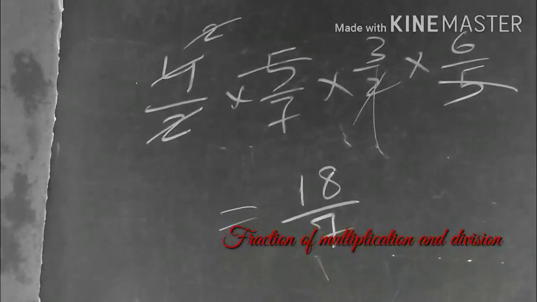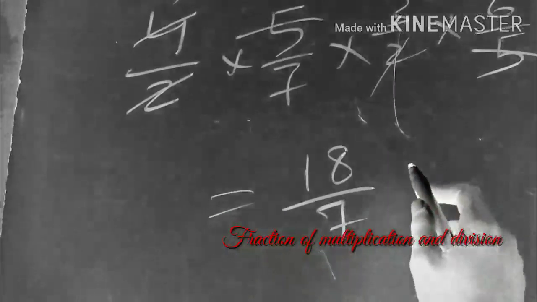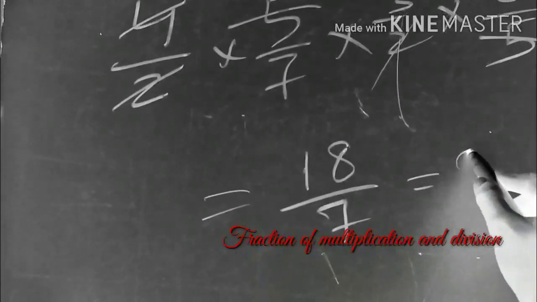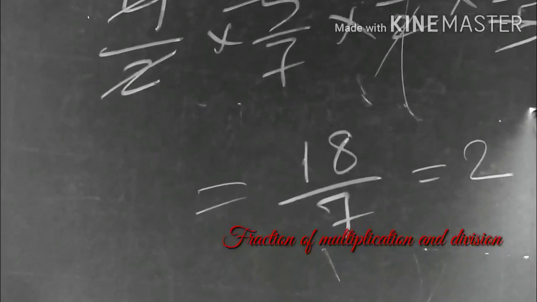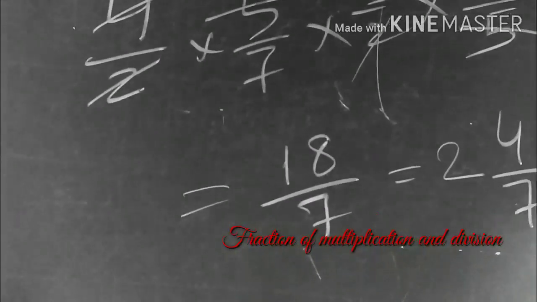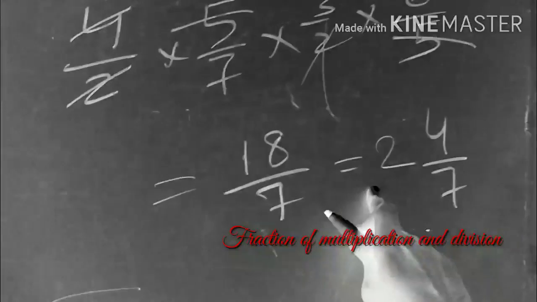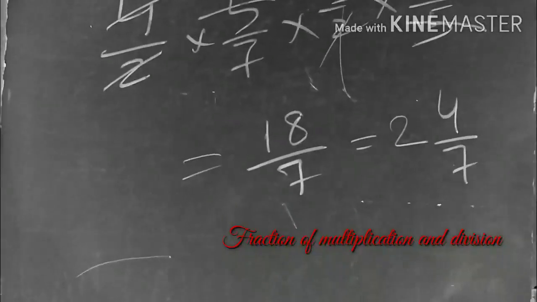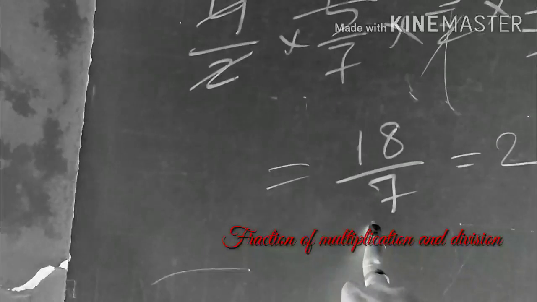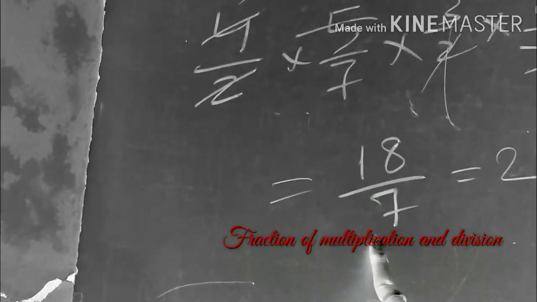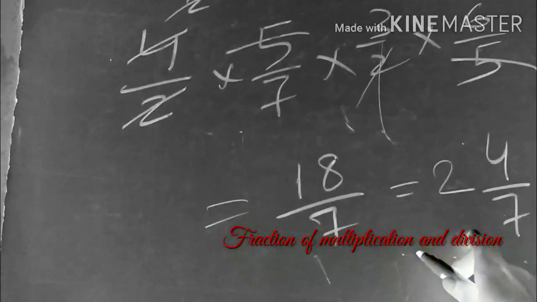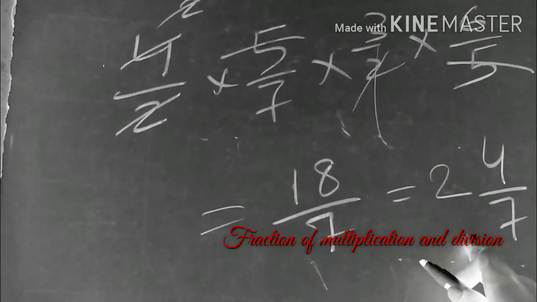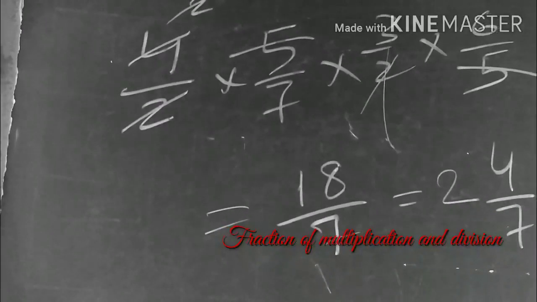If you want, you can write it as a mixed fraction also. 7 2s are 14. 4 is the carry and 7 is the divisor. So we can also write 2 whole 4 by 7. But if you write 18 by 7, that is also 100% correct. If you write it as a mixed fraction, that is a more reasonable answer. 2 whole 4 by 7.